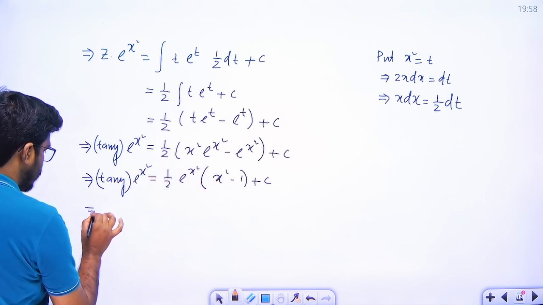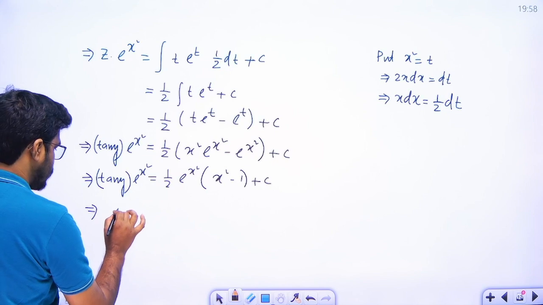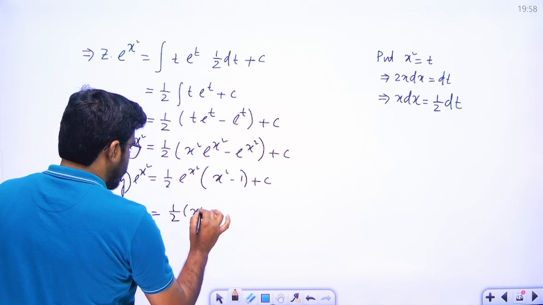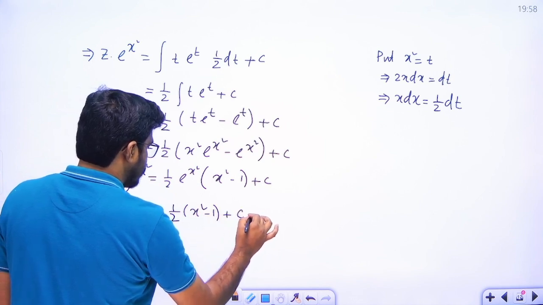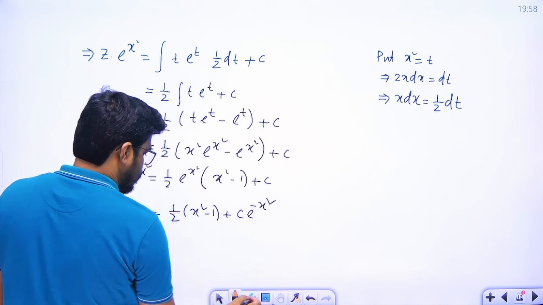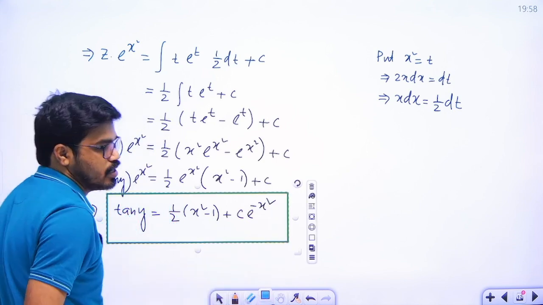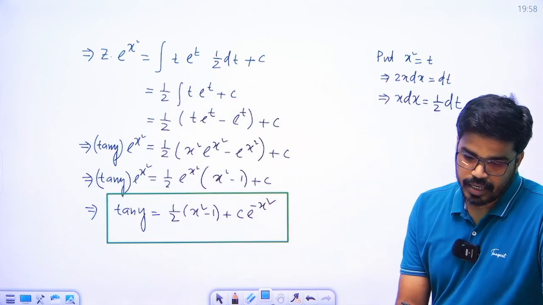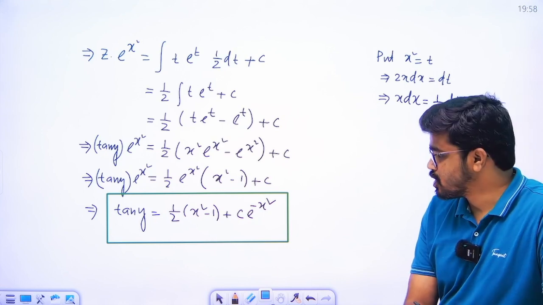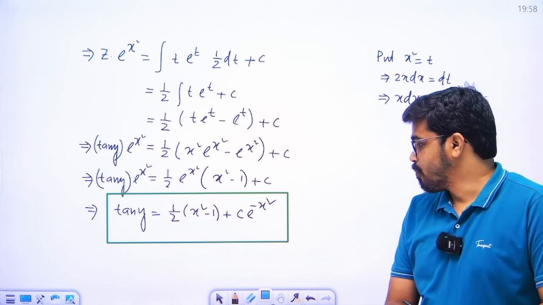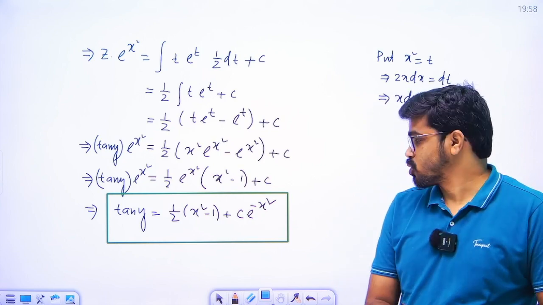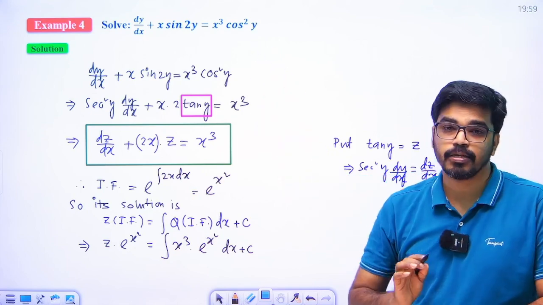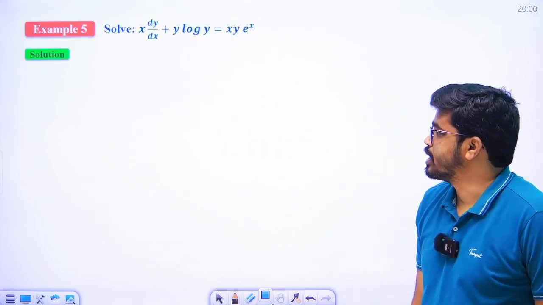Now dividing both sides by e to the power x square, what do we get? tan y is equal to 1/2 into x square minus 1 plus c e to the power minus x square, so this is the required solution. So tan y is equal to 1/2 (x square minus 1) plus c e to the power minus x square, so this is the solution of the given differential equation. Okay, so let us consider the next example.